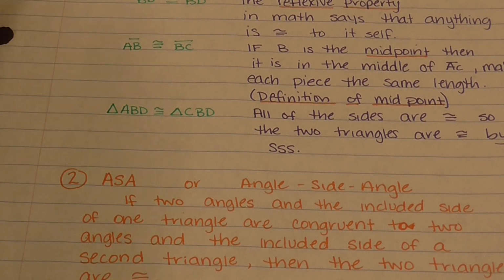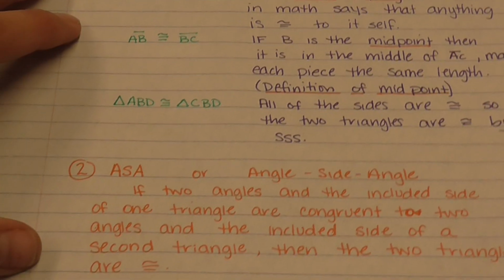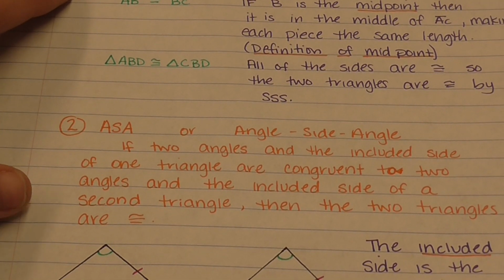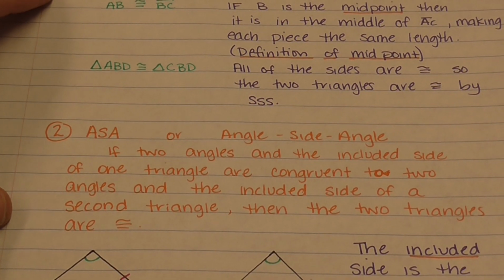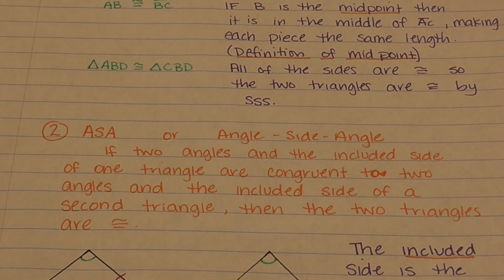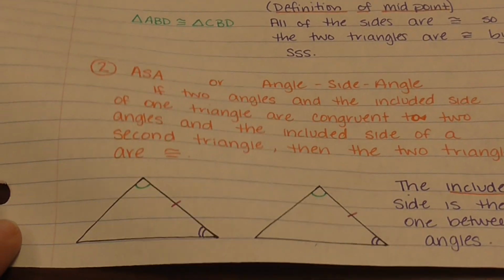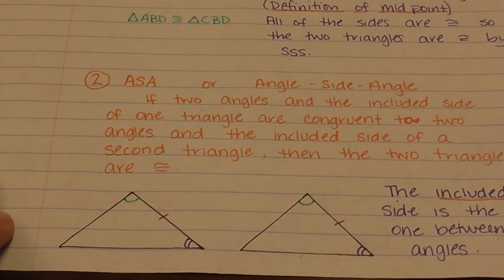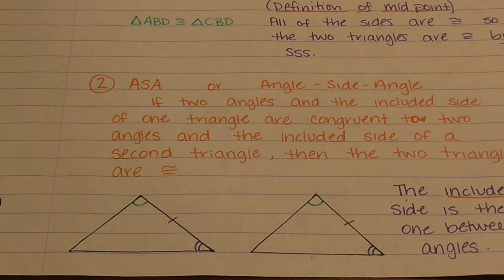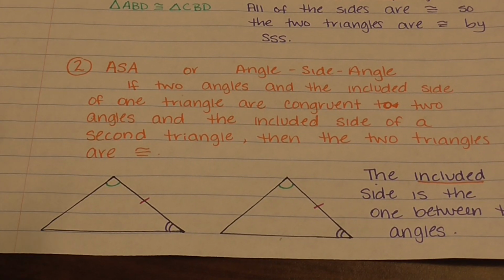The next shortcut or postulate that we're going to look at is angle, side, angle, or ASA. So it reads that if 2 angles and the included side of one triangle are congruent to 2 angles and the included side of a second triangle, then the 2 triangles are congruent. So that looks something like this. The included side, what included means is the side between the 2. So this side is between the 2 angles, so it is included between the angles.